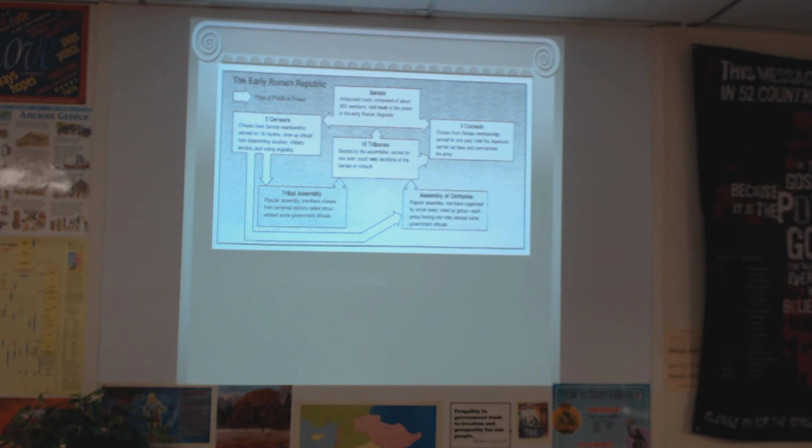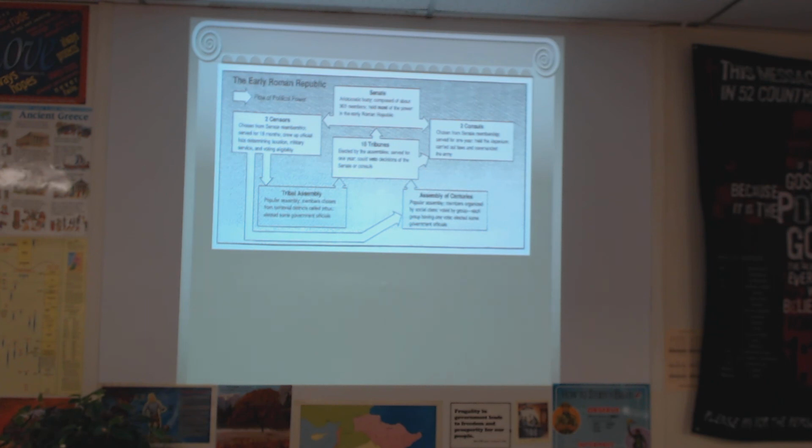Now, out of the censors comes this other group called the Assembly of Censors. They're a popular assembly. Members are organized by social class, and I'm not sure how many classes there were, but if you look at the plebeians, you have different kinds of people. You have merchants, you have craftsmen, so I imagine that it broke down into areas like that. And they voted by group, each group having one vote. So if you had 10 or if you had 200 people in that particular group, you only got one vote. And they elected some government officials.